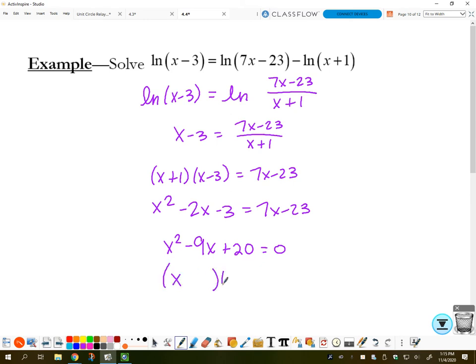So I believe that we can do negative, negative with the 4 and the 5. So we get x is 4 and x is 5. Alright, so if we plug in the 4, 4 minus 3 gives us ln of 1, that's good. And 4 times 7 is 28, minus 23 is a positive number, and 4 plus 1 is 5, which is positive. So 4 works. Alright, what about the 5? 5 minus 3 is positive, 7 times 5 minus 23 is positive, and 5 plus 1 is positive. So this one works.